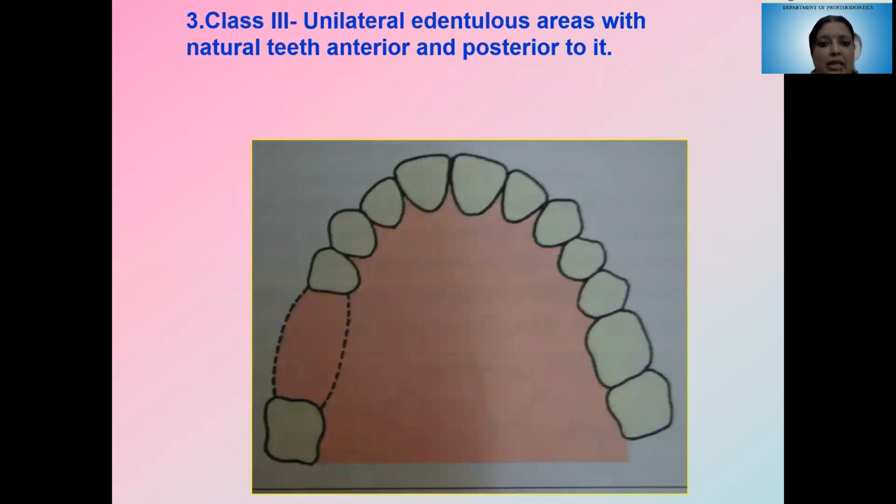The next is Kennedy's class 3. Look at the picture, you will get an idea of the situation. It is a unilateral edentulous area with natural teeth present both anterior and posterior to it. For example, a patient with a single lateral incisor missing, when only one lateral incisor is missing. Or in this picture, if you see, the premolars are missing. So these kinds of conditions, when teeth are present both anterior and posterior to the edentulous area, come under Kennedy's class 3 edentulous arch.